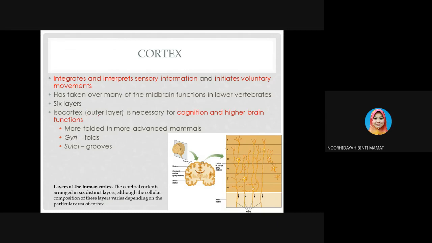The isocortex is the outer layer, and it is necessary for cognition and higher brain functions. The isocortex is more folded in more advanced mammals. So they have the gyri, the folded structures, and also sulci, the grooves. So this is the sulci, the groove. This figure shows the layers of the human cortex. We have 6 layers, and the cerebral cortex is arranged in 6 distinct layers, although the cellular composition of the layers varies depending on the particular area of the cortex.